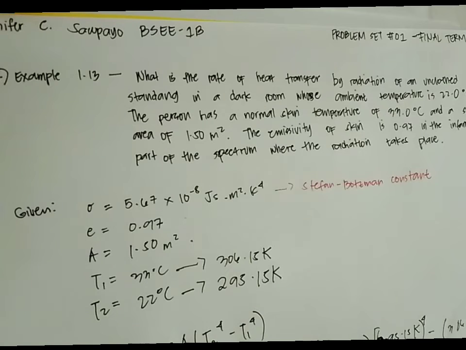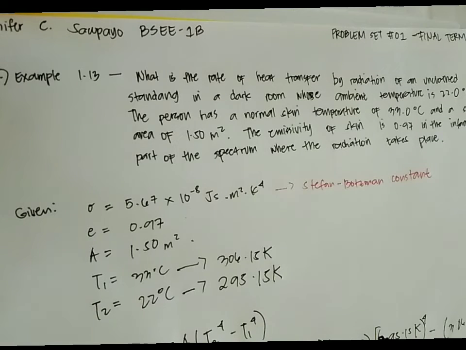So we can solve this by using the equation for the rate of radiative heat transfer, or the Stefan-Boltzmann law of radiation. We will use the formula P net equals the Stefan-Boltzmann constant multiplied by the emissivity multiplied by the area and the difference of temperature 2 to the power of 4 and temperature 1 to the power of 4.